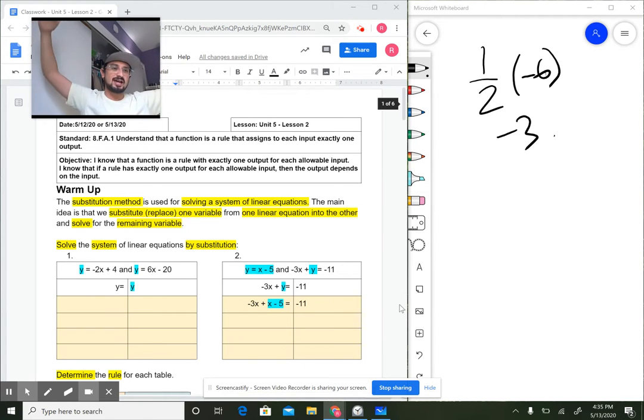Woo! Intro music! There's no intro music. It's math. Come on.